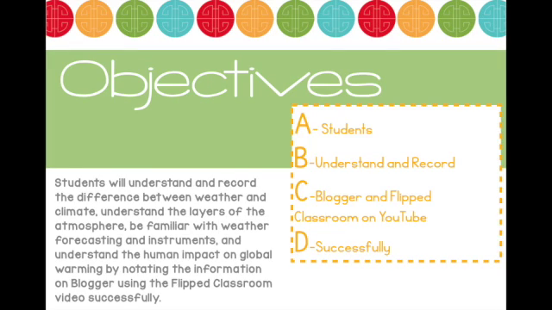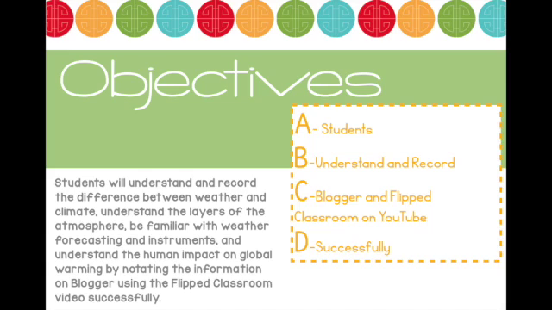So let's talk about my objectives for this first lesson. Students will understand and record the difference between weather and climate, understand the layers of the atmosphere, be familiar with weather forecasting and instruments, and understand the human impact on global warming by notating the information on Blogger using the flipped classroom videos successfully. This is an extremely lengthy objective because this is our opening lesson where we're talking about all the content of the entire unit by putting it down in notes, and then students will later reference the notes throughout the unit in their various activities and labs and hone in on the specific details of that information.